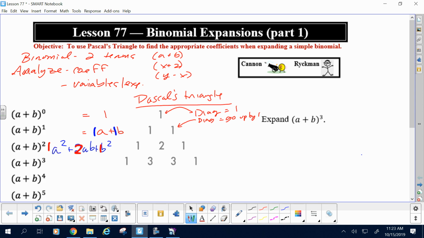This is like total nerd out time. Pascal's triangle is like the math person's favorite thing to think about. Okay, are you cool so far?